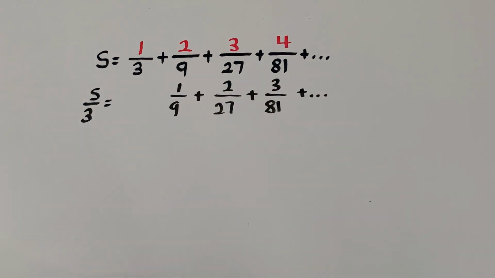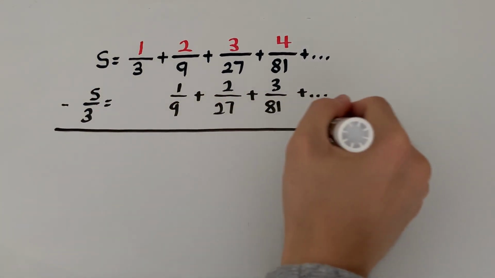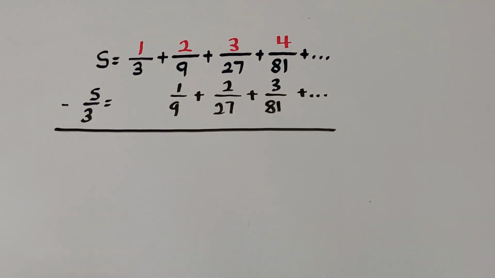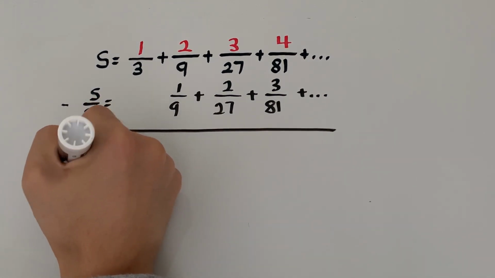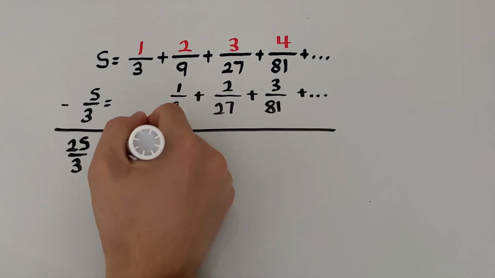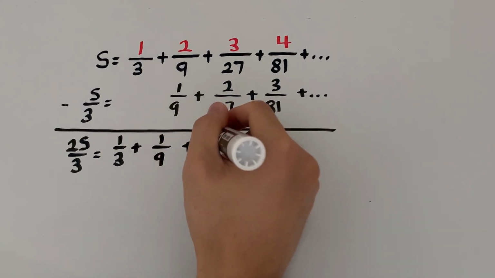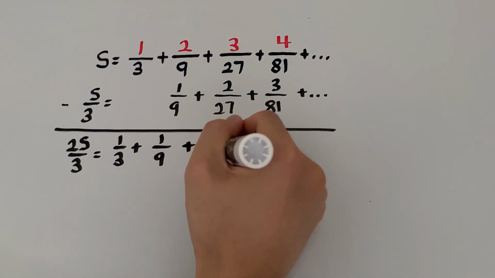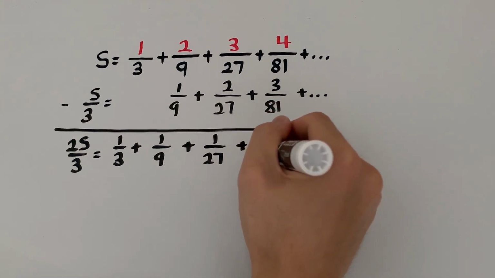Let's take the difference between these two series to get 2S over 3 equals 1 over 3 plus 1 over 9 plus 1 over 27 plus 1 over 81.